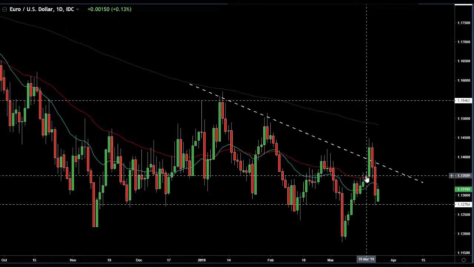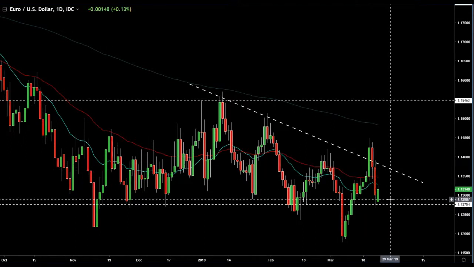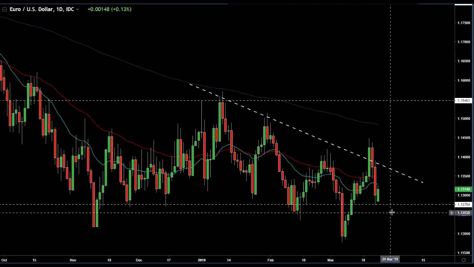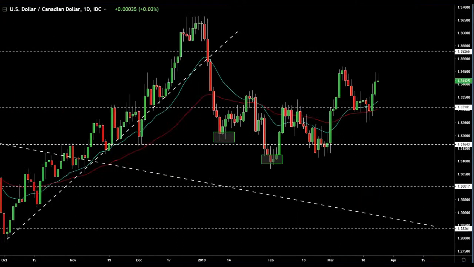So yes, the Fed came out saying that there's not going to be any rate increases, but it seems like the dollar's weakness was quite short-lived, because yes, we sold off, but we are still above that 112. We are nowhere near making lower lows.